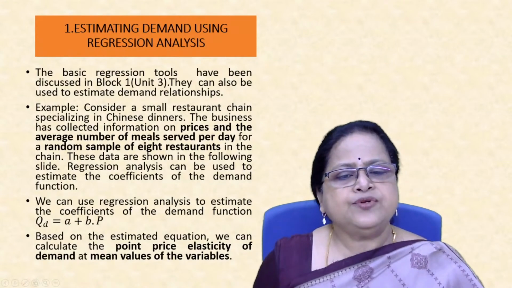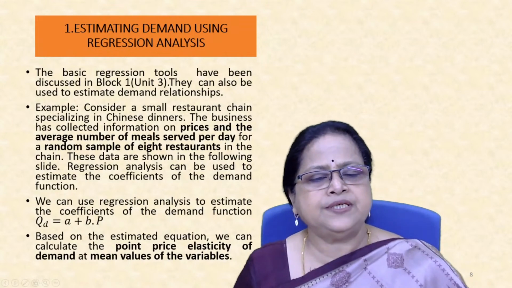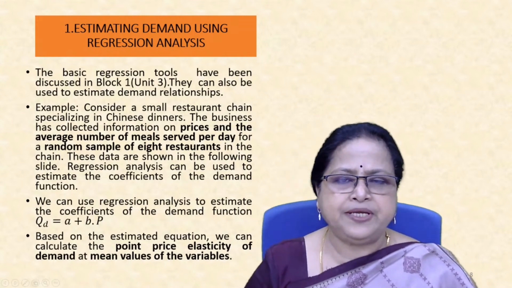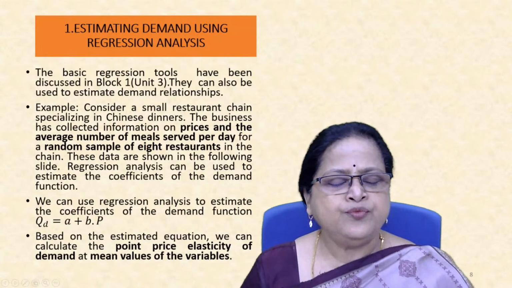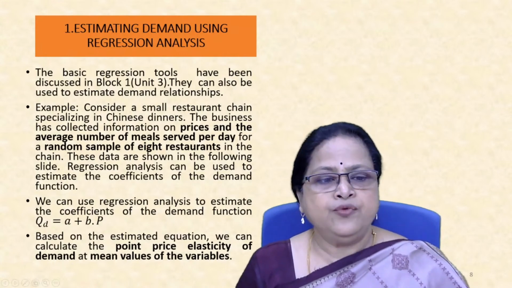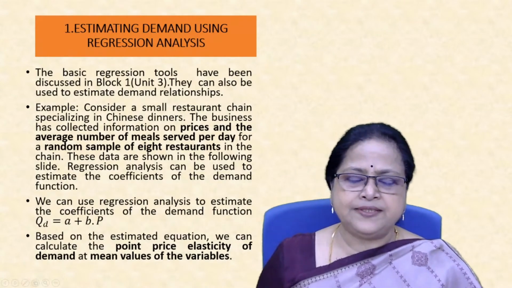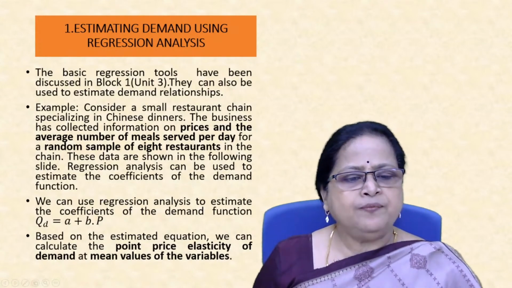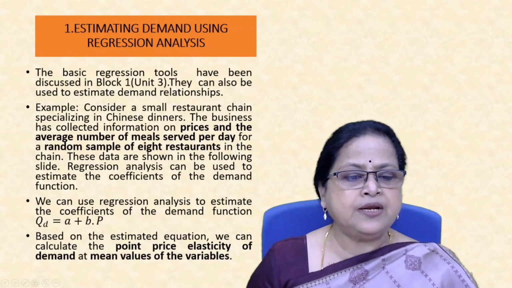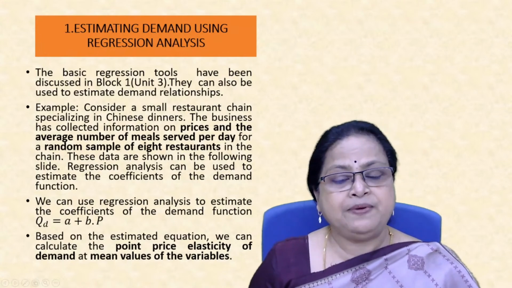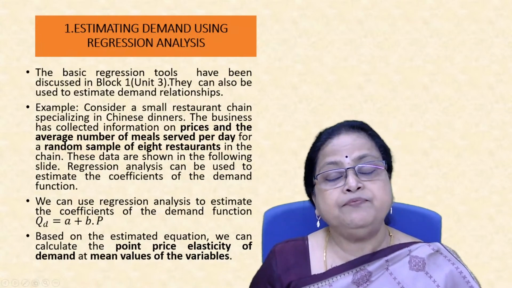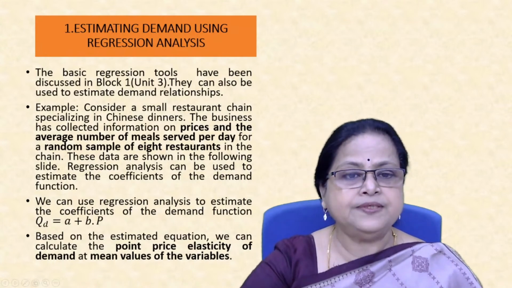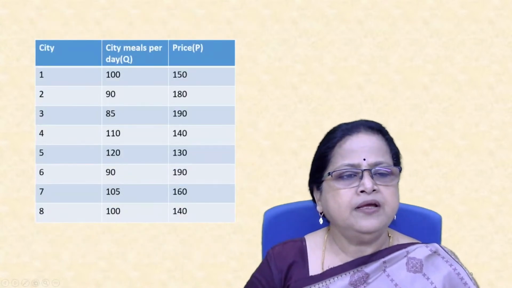So regression analysis can be used here to estimate A hat and B hat. We can use regression analysis to estimate the coefficients of the demand function, that is, quantity demanded is equal to A plus BP. Now, based on the estimated equation, we can also calculate the point price elasticity of demand at mean values of the variables. Now here, this is the table.